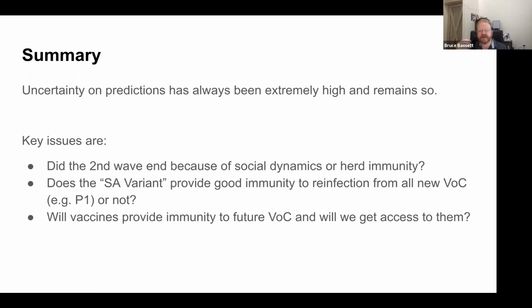Will vaccines provide immunity to future variants of concern, and will we be able to get access to them? You know, big questions there. And will South Africa be a continuing source of new variants of concern?